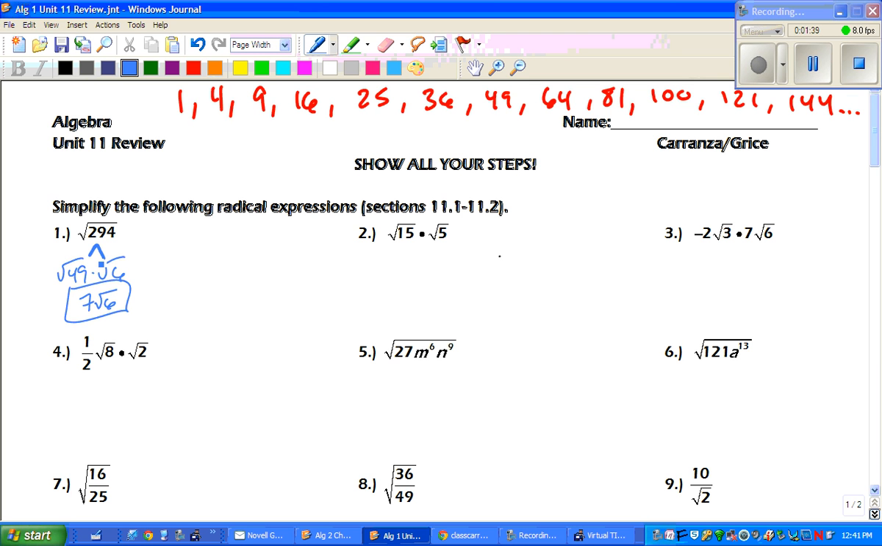Okay? Now, for number 2, we multiply the inside with the inside, outside with outside. So we multiply those two together, and we get 75. Okay? And then we break it down. 64, nope. 49, nope. 36, nope. 25, ding, ding, ding! That breaks down to 25 and 3. And then the square root of 25 is 5.